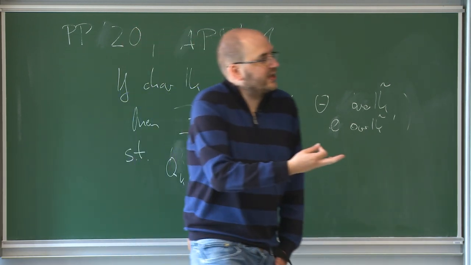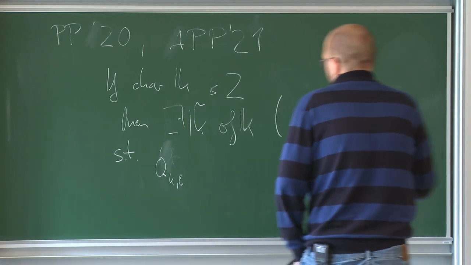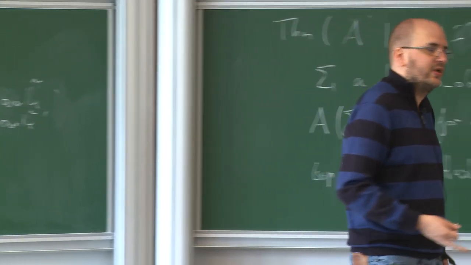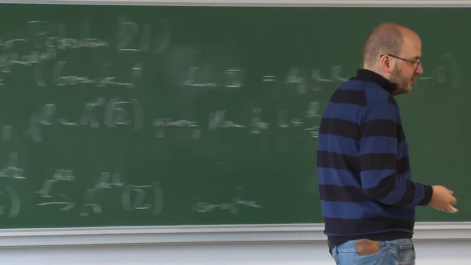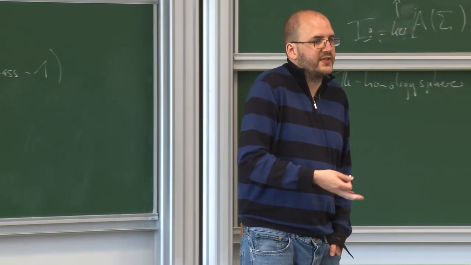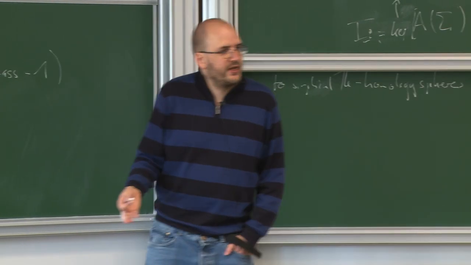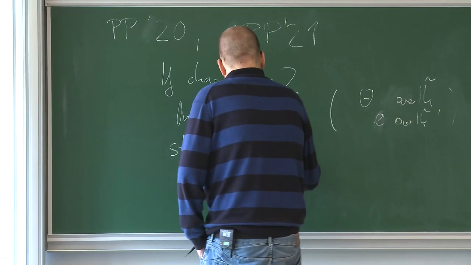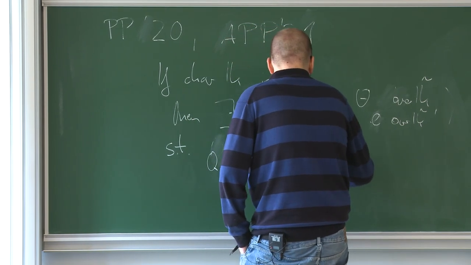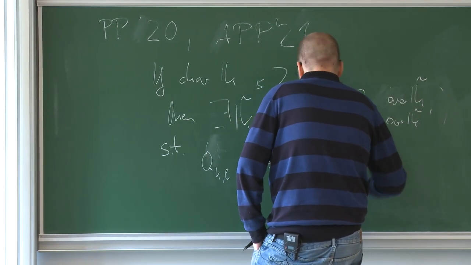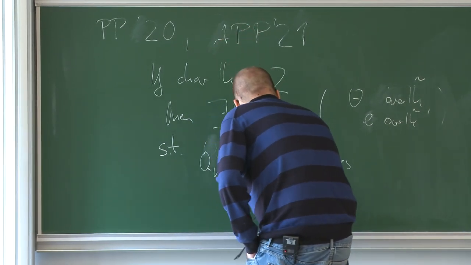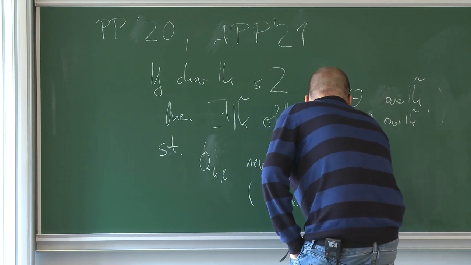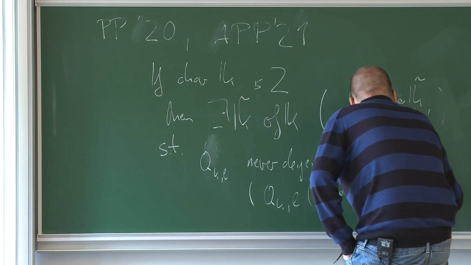I said it doesn't degenerate on monomial ideals, and now I'm saying it never degenerates. Even if you just take any linear form, any degree k element, multiplied with itself in this form Q, the result will not be zero. Never degenerates. And this Q_{K,L}(alpha) will not be zero for all alpha.